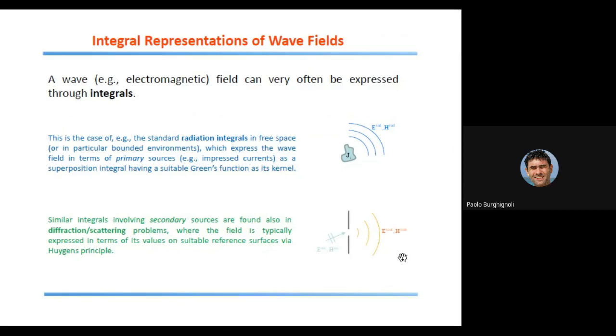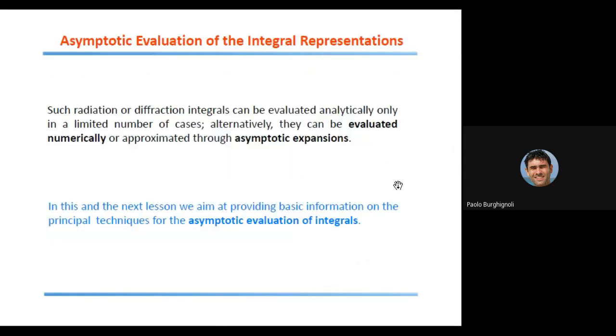In any case, what matters here, to motivate this lesson, is that we are able to write down our field in terms of an integral. Now, this integral typically cannot be evaluated in a closed form. It may be evaluated numerically. However, again, for simplicity and also for physical insight, it may be more useful, if possible, to resort to some kind of asymptotic expansion, which will be typically a high-frequency asymptotic expansion. So we will have a large parameter, which is the wave number or equivalently frequency.